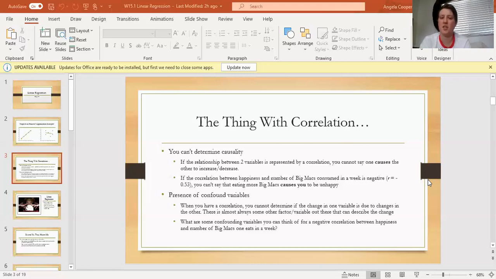So correlation has these confound variables, and that's part of the reason why we can't apply causation, because how do we know it's only Big Mac consumption that's contributing to unhappiness or to happiness? To say, oh, eating more Big Macs causes you to be unhappy, well, no, you can't determine that from correlation. And two, it could be because their income levels aren't very high. They could be unhappy because they can't afford their food, or they can't afford rent, or they can't afford just simple pleasures in life.